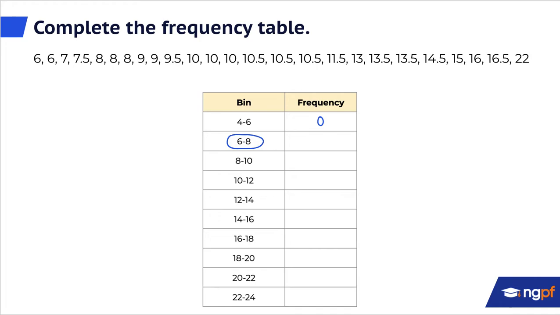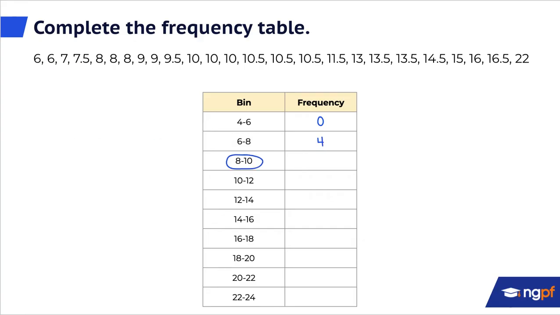Now, I want to find out how many data points have a value of at least 6 and less than 8. I'm going to look back at our data set and underline those numbers. I see that 6, 7, and 7.5 all fall into this bin. That means there are 4 data points greater than 6 and less than 8. I'm going to fill that into the frequency table.